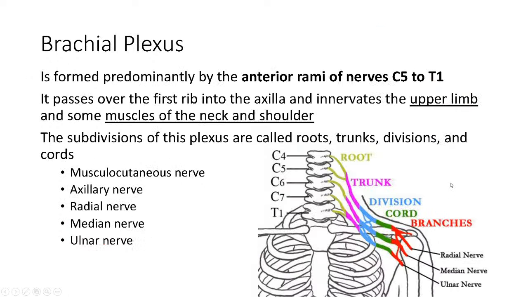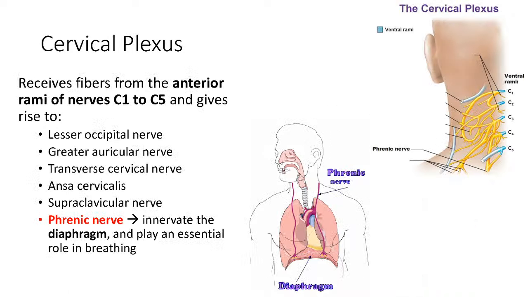The brachial plexus is formed predominantly by the anterior rami of nerves C5 to T1. All right, and it passes over the first rib in the axilla and innervates the upper limb, as well as some muscles of the neck and shoulder. The cervical plexus, by the way, is going to innervate a lot of the muscles, for instance, of the neck.